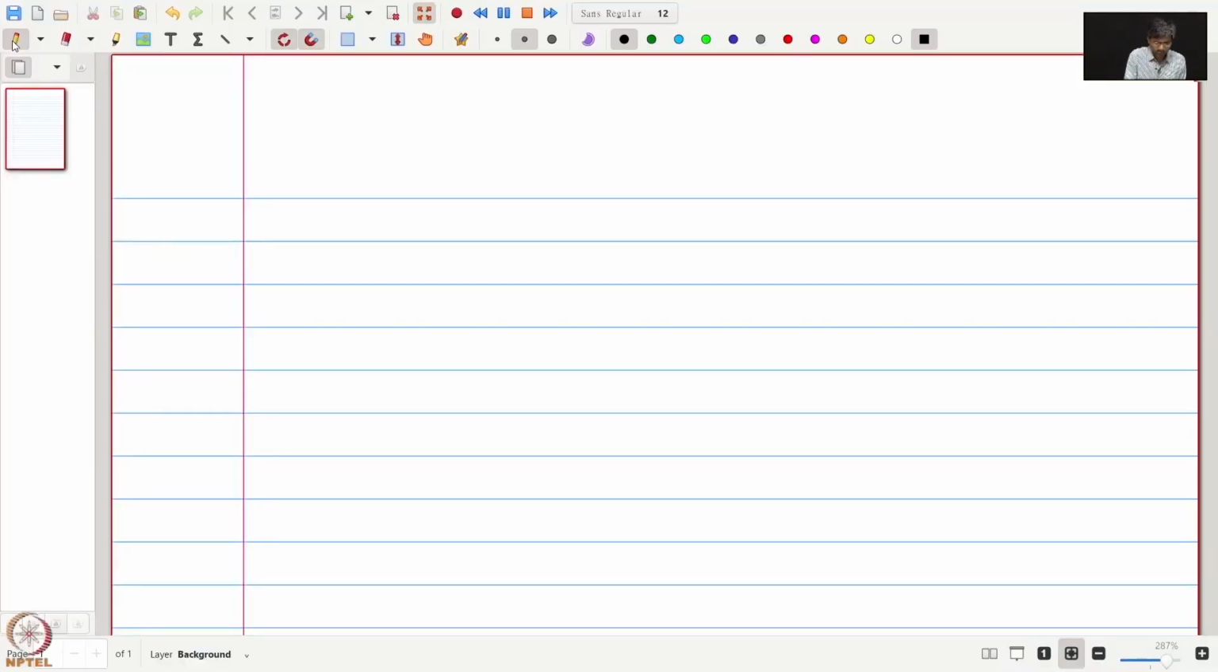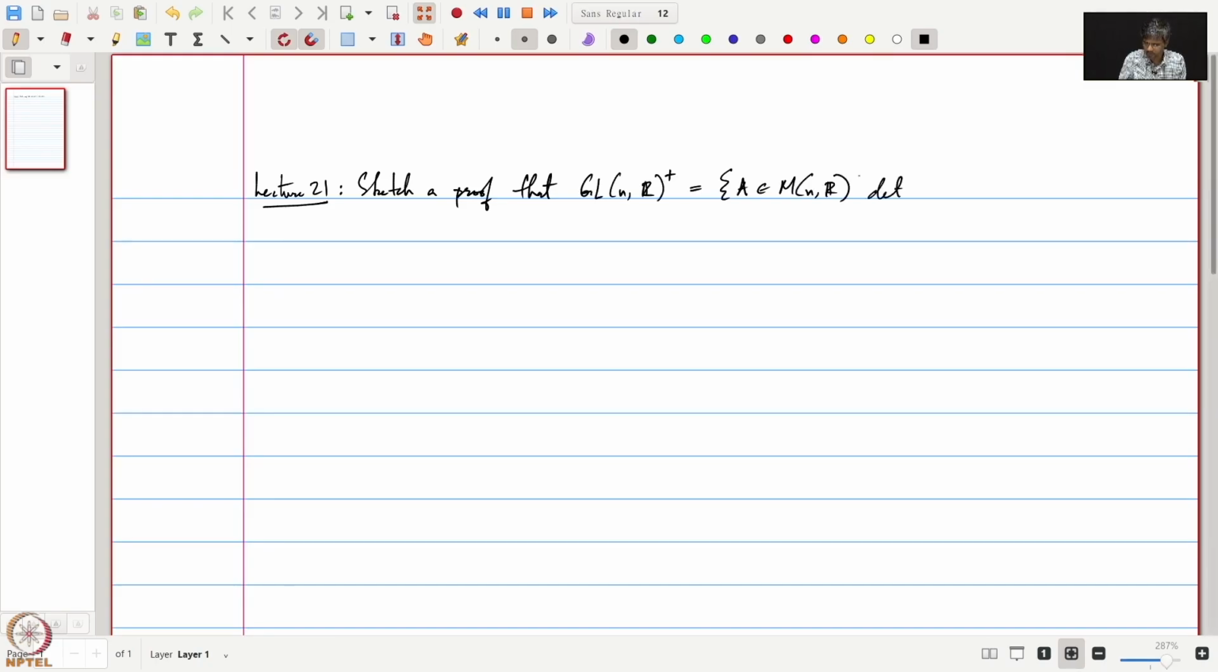So, in this lecture we shall sketch a proof of the fact that GL_n(R)^+, those n cross n matrices A such that determinant of A is positive, is path connected. We shall see this as an application of whatever we have done so far.